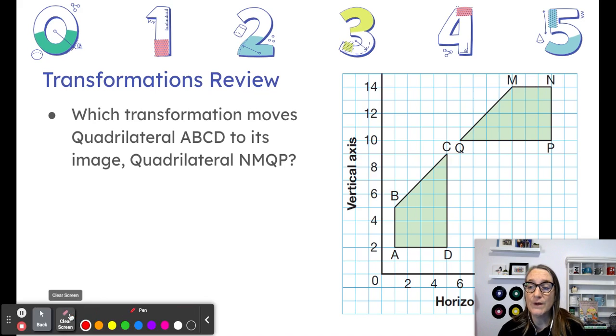I just want to point out how we know this is not a translation. So when we do a translation, the shape must stay in the same orientation. And these two shapes are not in the same orientation. And the way we can tell is if we take one of the line segments and just extend it like this, we can see that this line segment, CD, points in a vertical direction, going that way. And then if we take the same line segment on the image, that would be PQ here, because it's the longest line segment. I know it's the same one.